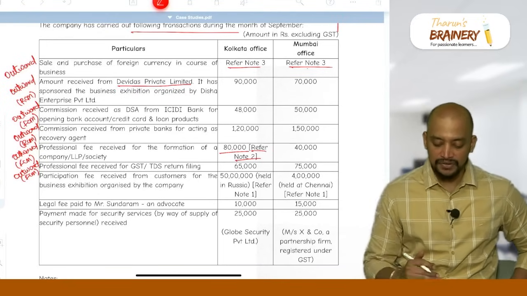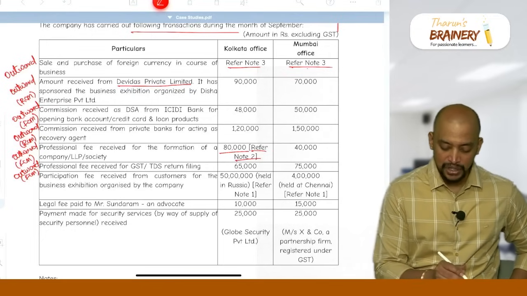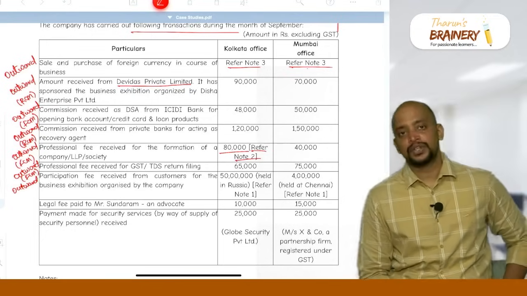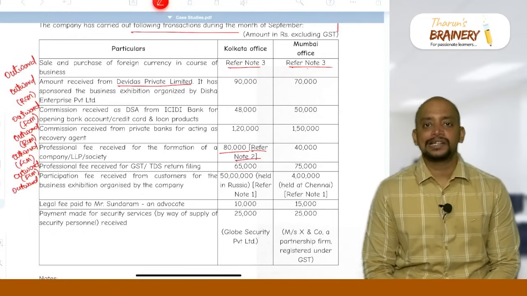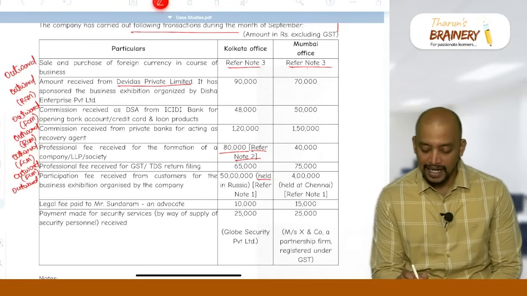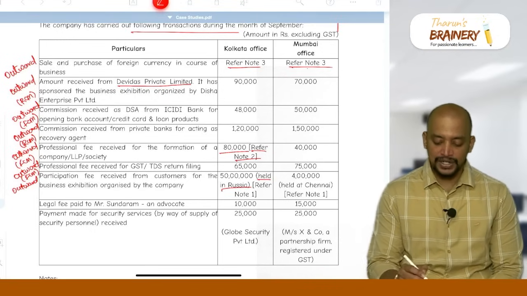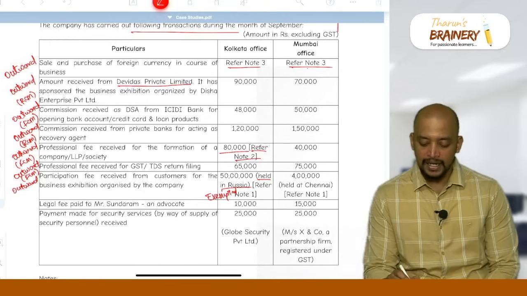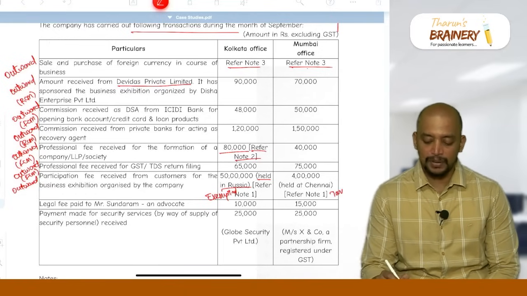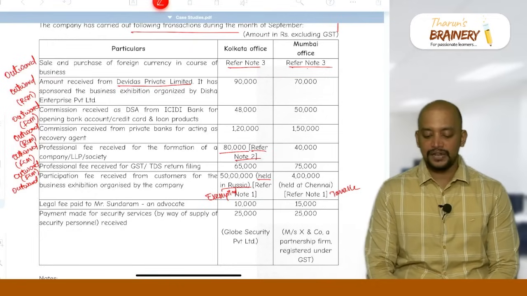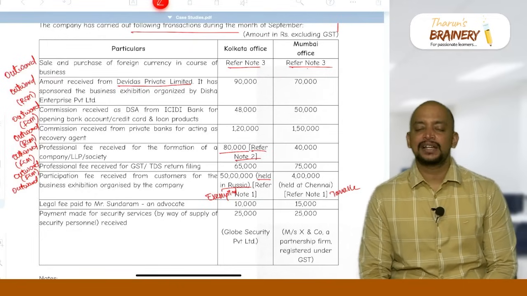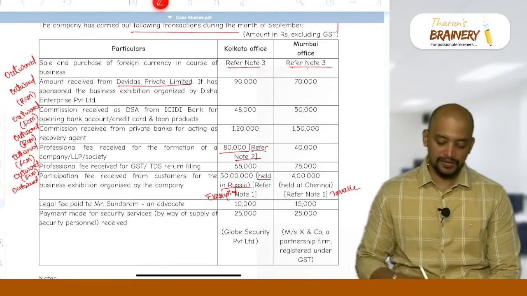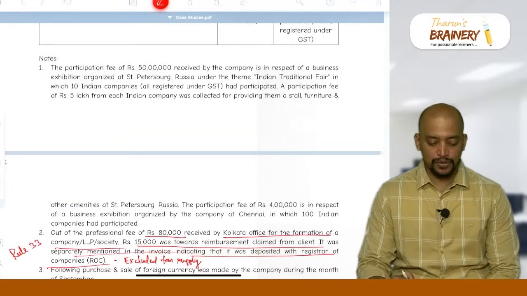Participation fee received from customers for the business exhibition organized by the company, so outward, but we have an exemption. If the business exhibition is held outside India, it is exempted. But where is it held? Held in Russia. Therefore this part is exempted, whereas this one held at Chennai, what will be taken as the place of supply? The place of supply will be either the location of the recipient or the location where the event is held. So therefore it will be taxable. 4 lakhs will be taxable. This 5 lakhs portion will be exempted.